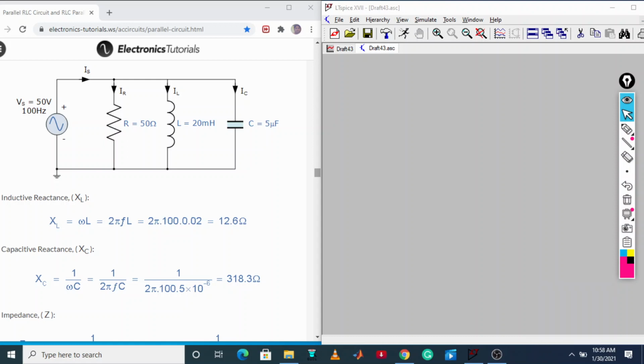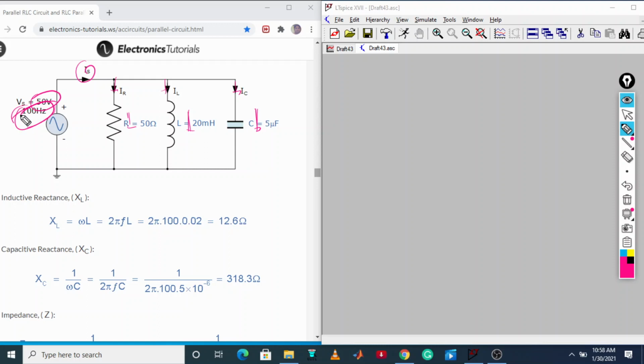Hello, today we are going to learn about the parallel RLC circuit. This is the circuit that we are going to study. This is your parallel RLC circuit. This is R, L and C. These are connected in parallel. It means the total current will be the sum of IR, IL and IC. This is the voltage that we are applying: 50 volt and 100 hertz.